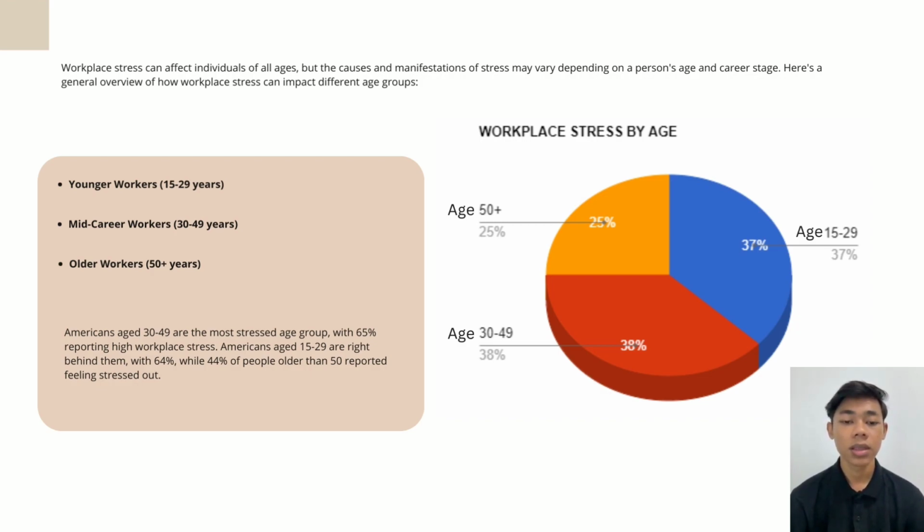Americans aged 30 to 49 are the most stressed age group, with 60% reporting high workplace stress. Americans aged 15 to 29 are right behind them with 64%, while 44% of people older than 50 report feeling stressed out.